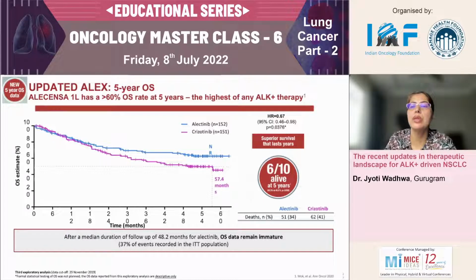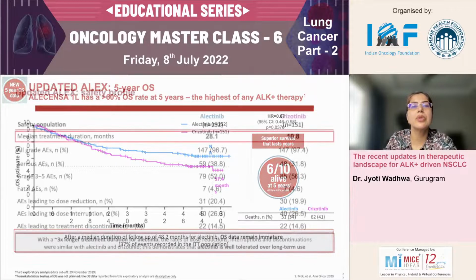What about the overall survival data? With alectinib, look at the hazard ratio. There was 33% reduction in the risk of death when the patients received alectinib. 6 out of 10 patients were alive at 5 years. So again, it's outscoring crizotinib.